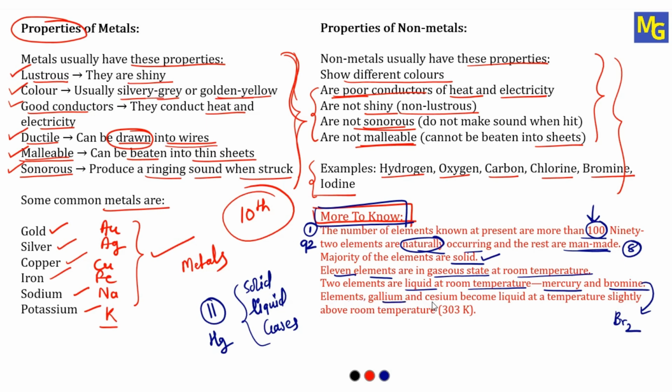Elements gallium and cesium become liquid slightly above room temperature, that is 303 K. So at room temperature or a little bit above, gallium and cesium can convert into liquid. So their melting point is very less. Remember, that is 303 K. 303 K means how many degrees Celsius?